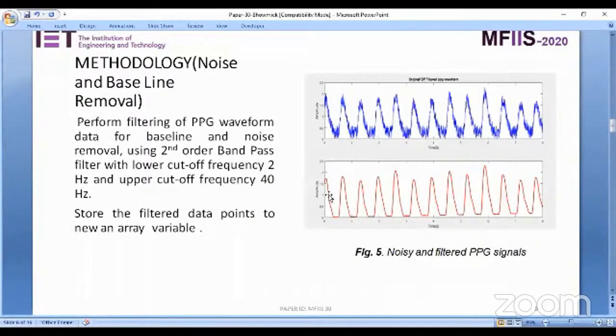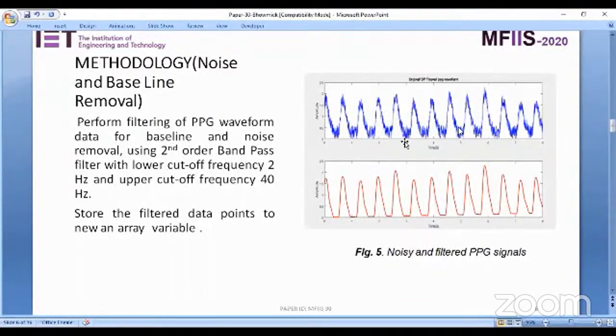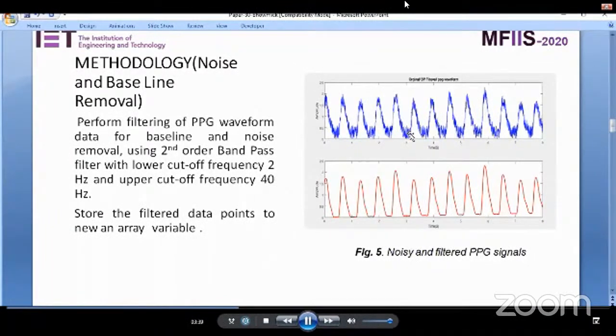Then come to the next step, noise and baseline removal. High frequency noise is removed from the PPG signal using a bandpass filter with cutoff frequencies of 2 Hz to 40 Hz. The signal level is limited using an automatic gain control technique. Smoothing and baseline wandering removal from the PPG signal is done using a baseline grid. The filtered sample data are loaded into an array. In this diagram, the blue one is the non-filtered PPG dataset and the red one is the filtered PPG dataset.